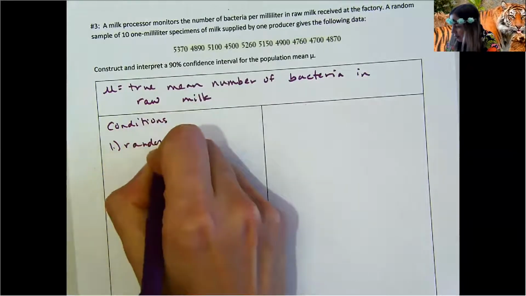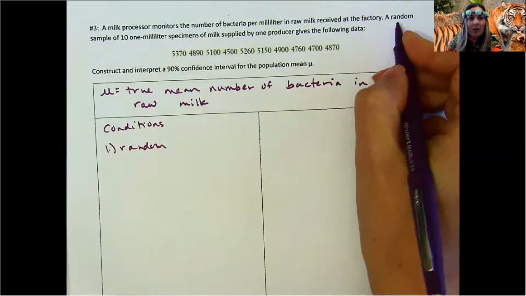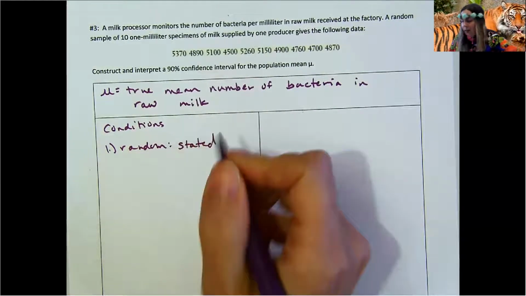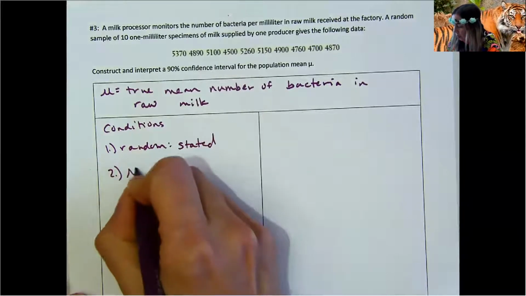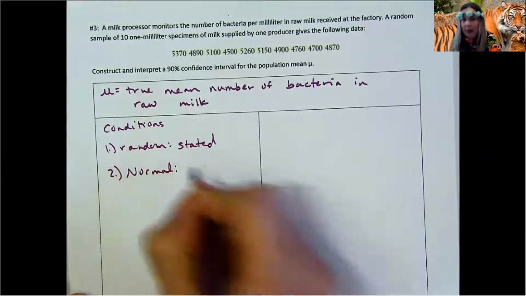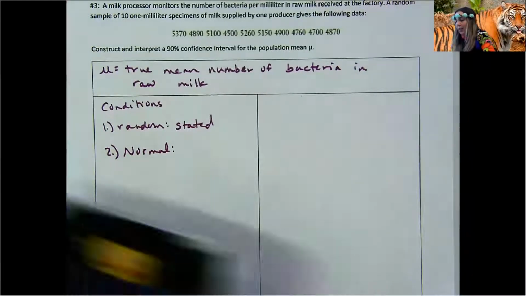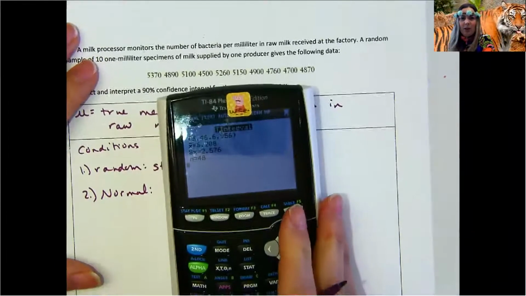All right, random. Random was stated. It was a random sample. And the next one is that normal check. Unfortunately, central limit theorem can't be called upon. Instead, we're going to have to type in this raw data.